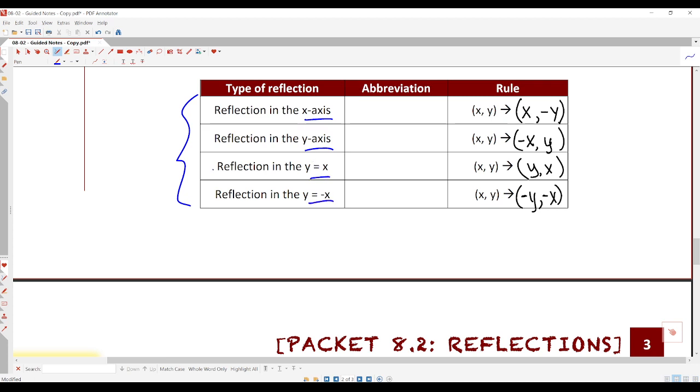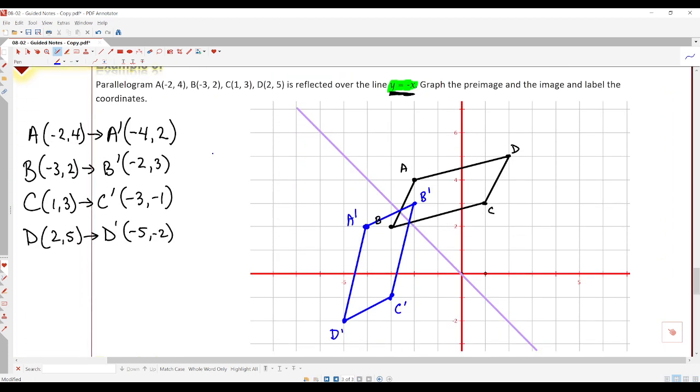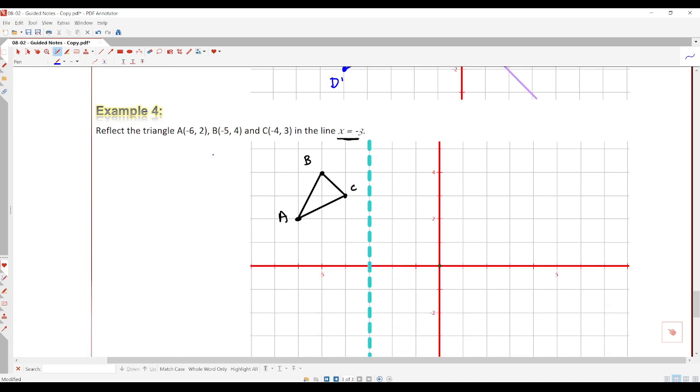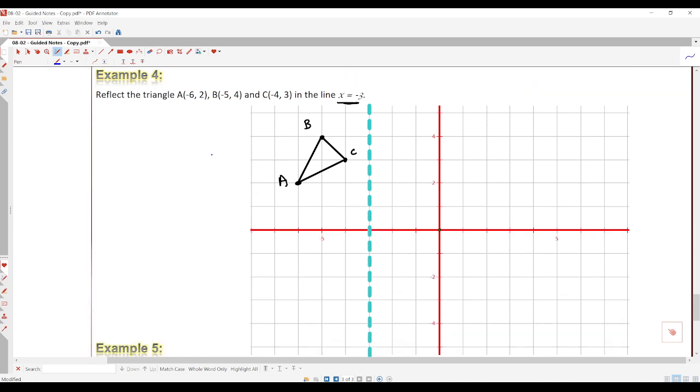So these are the only 2 right here, the reflections in y equals x and the reflections in y equals -x, that I think it is almost necessary for you to know the rule. These other 2 right here, in the x-axis and the y-axis, as well as the one that we're doing, I think you're better off just looking at how far something is from the line.